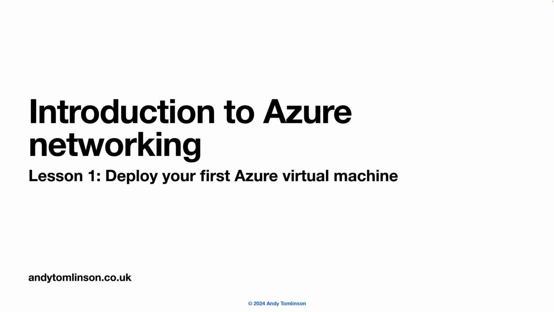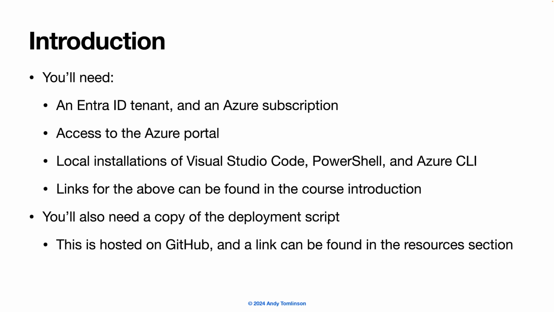Welcome to the course. This is Introduction to Azure Networking, and this is Lesson 1, where you'll deploy your first Azure virtual machine. By way of introduction, you'll need an Entra ID tenant and an Azure subscription, access to the Azure portal, and local installations of Visual Studio Code, PowerShell, and the Azure CLI. Links for the above can be found in the course introduction.